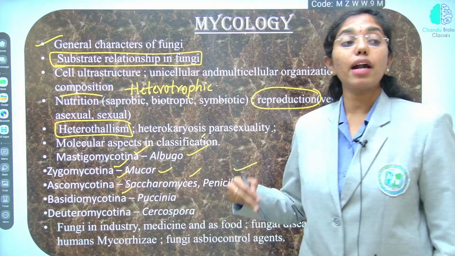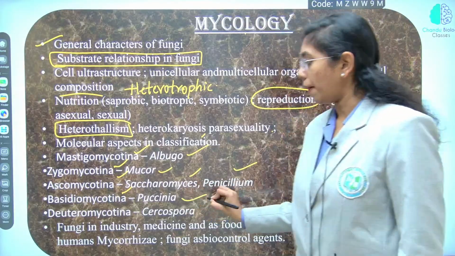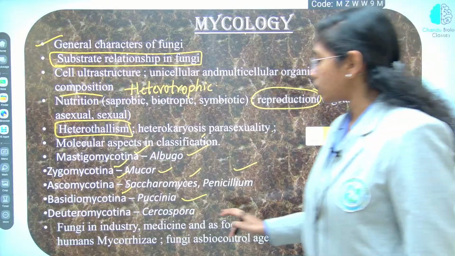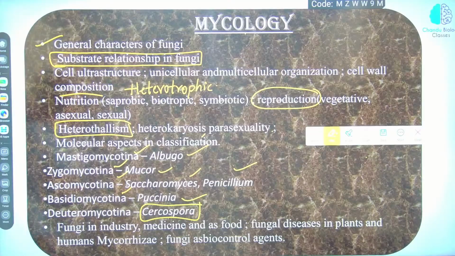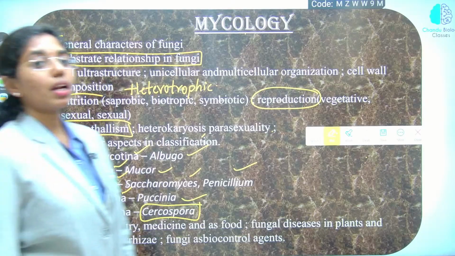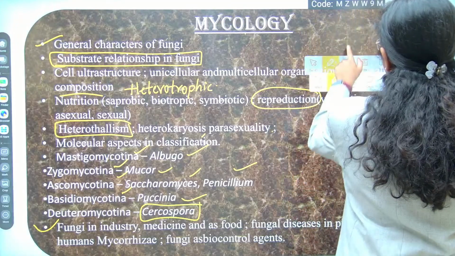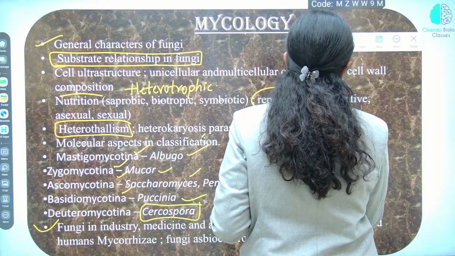Basidiomycetes, which is the advanced class of fungi, we will be looking into Puccinia. Then Deuteromycetes, Cercospora, which is a parasitic fungus, again we will learn it in detail. Next, the economic importance of fungi and toxic fungi which are causing diseases. When we are going through the general characteristic features, reproduction is the most highlighted topic of fungi.